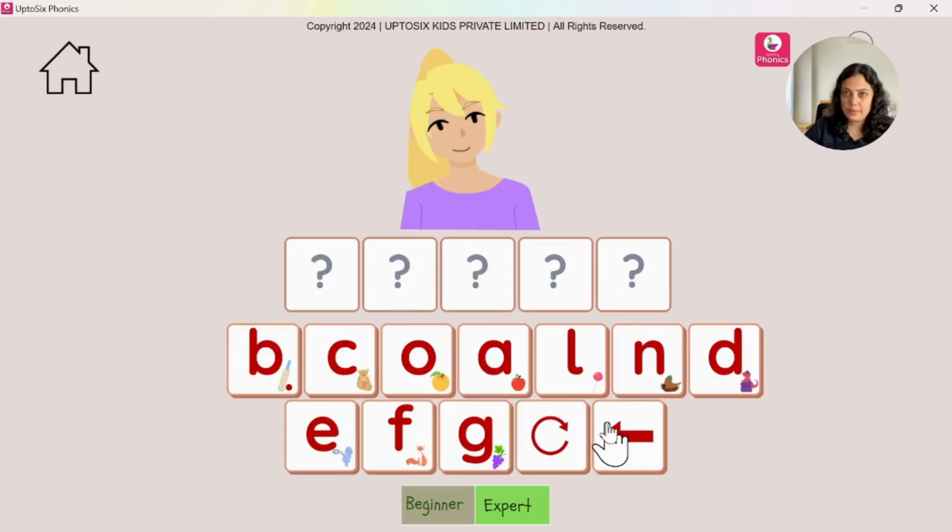Can you spell blonde? Blonde. What is the first sound? B. Blonde.